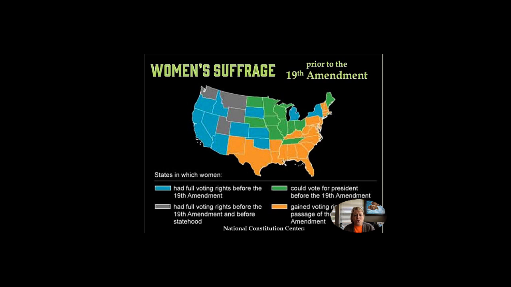This map shows you where women in the West actually had full voting rights before the 19th Amendment. But notice on the East, all those orange states, these are states where women did not get the right to vote in federal elections until after the 19th Amendment was passed in 1920.